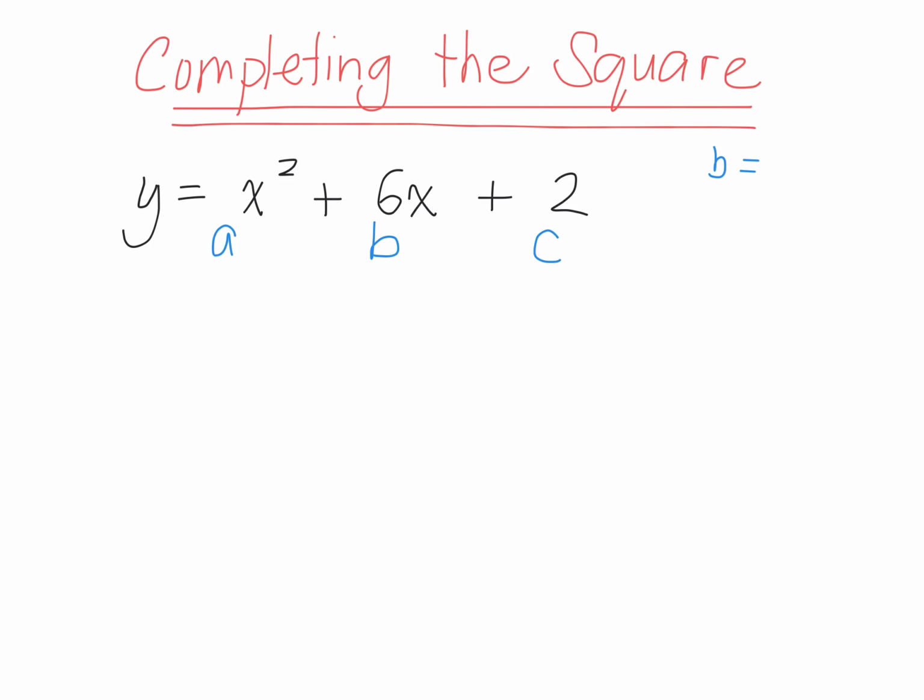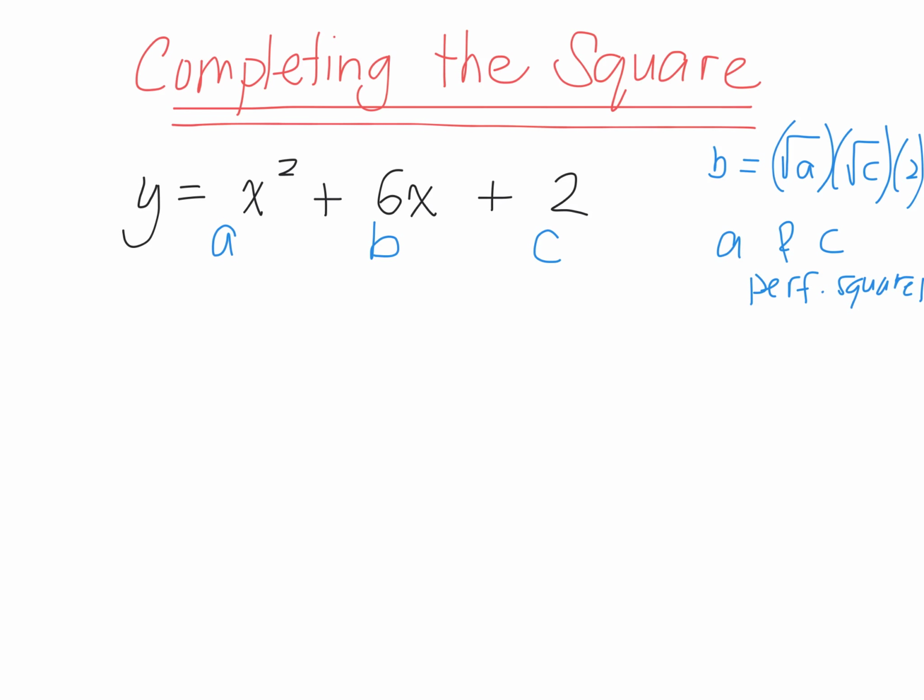B has to be equal to what? Square root of A times square root of C times 2. Okay? The square root of A is 1. I can't even find the square root of 2. It's a decimal. Okay? Perfect square trinomial: A and C must be perfect squares.